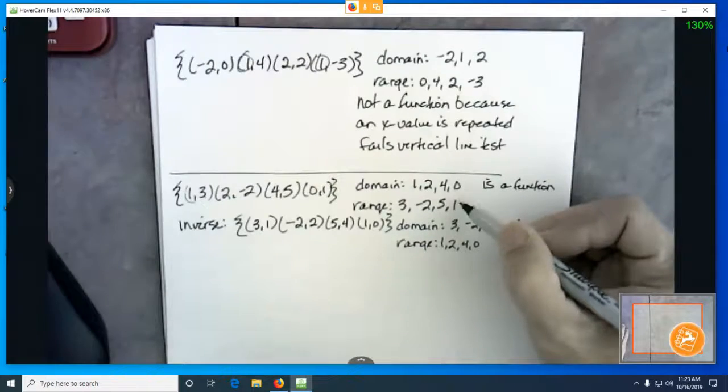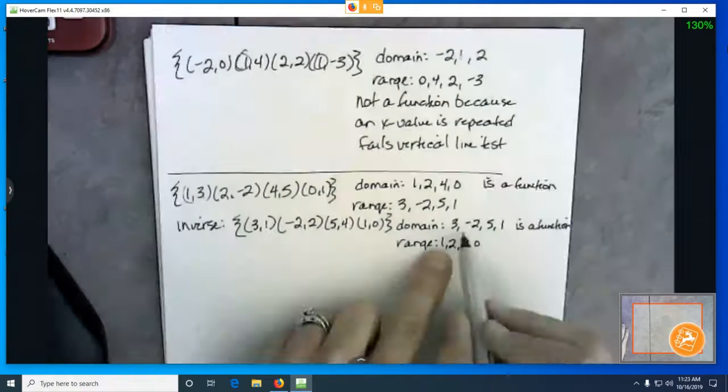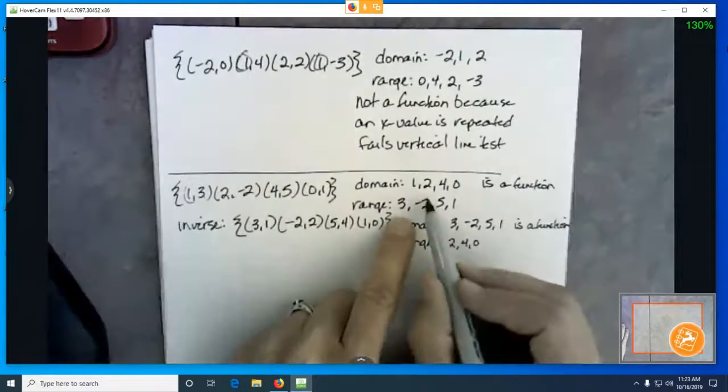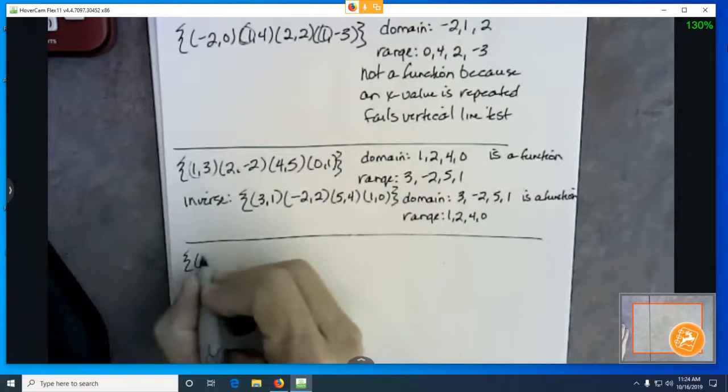Look at the domain and the range for the original and the domain and the range for the inverse. What do you see about those? They're just switched. When we switch the x's and the y's, the domain is the x values and the range is the y values. So when we switch those two, it just switches the domain and the range. So actually we could have written these two down just by looking at these two and switching them. We're going to look at one more of these.